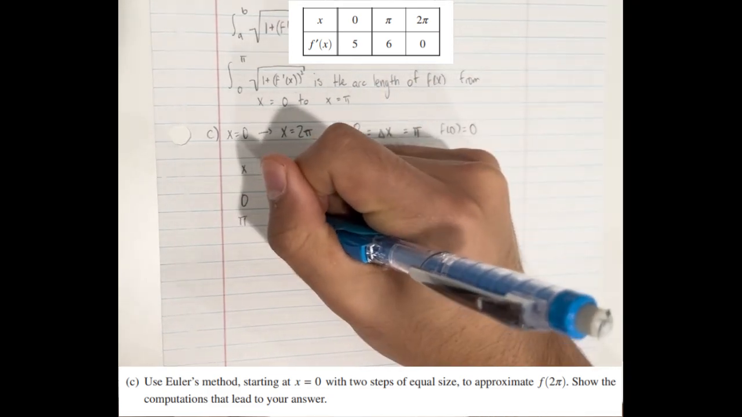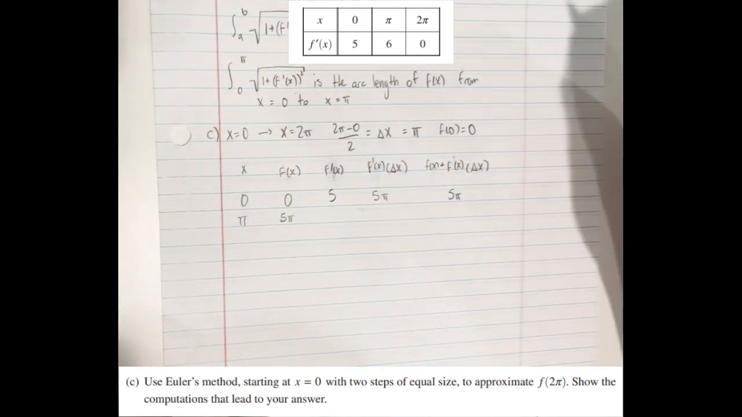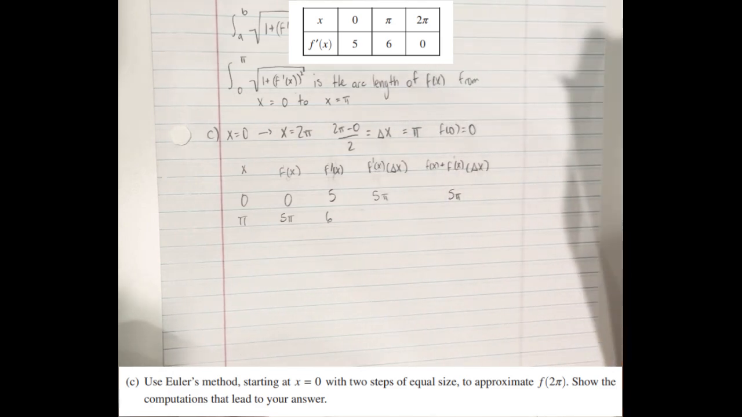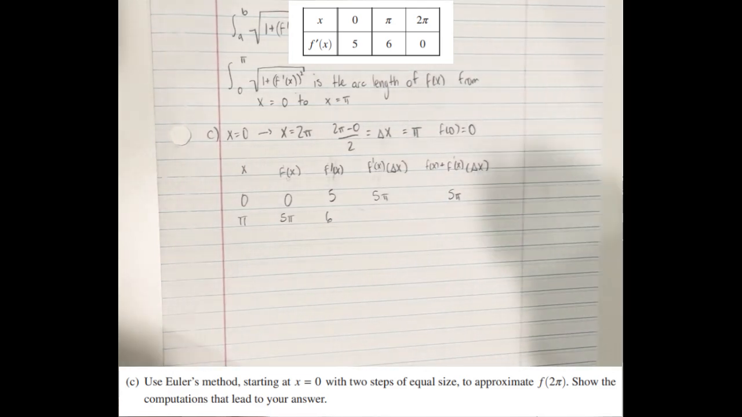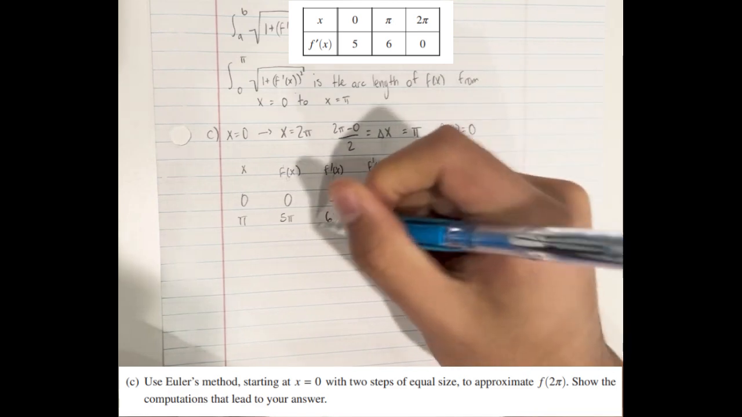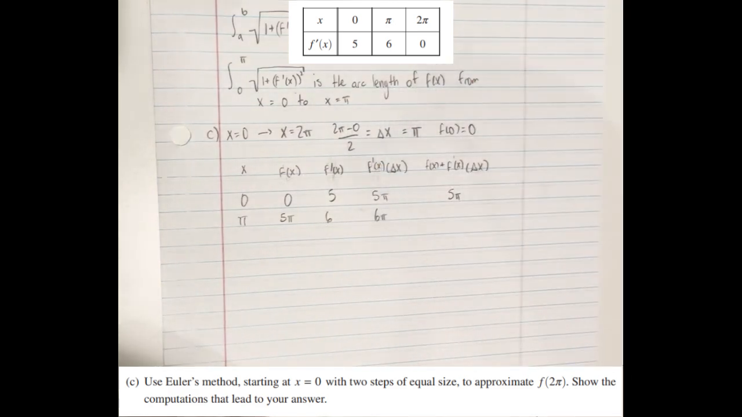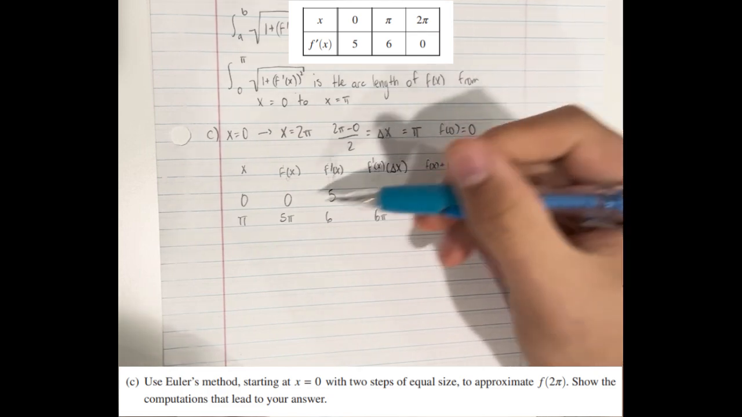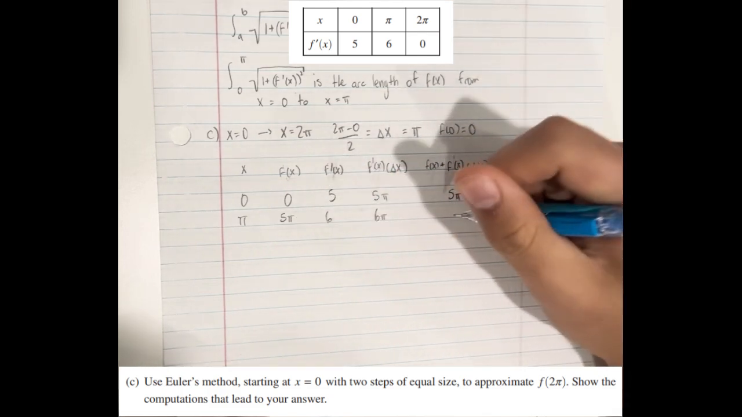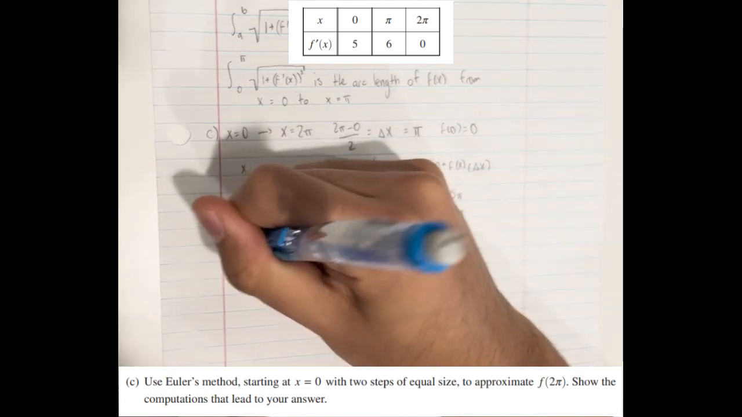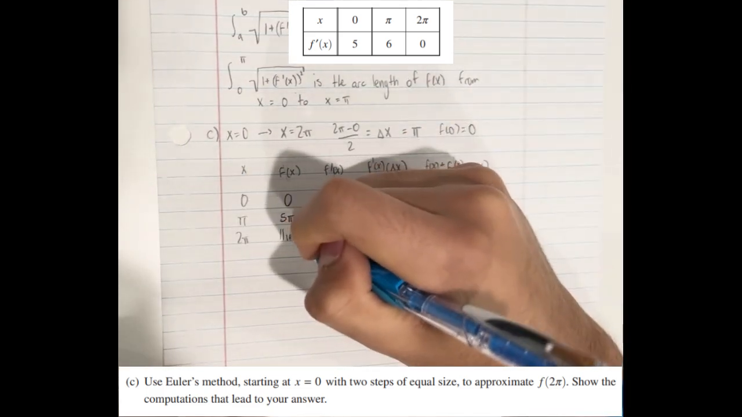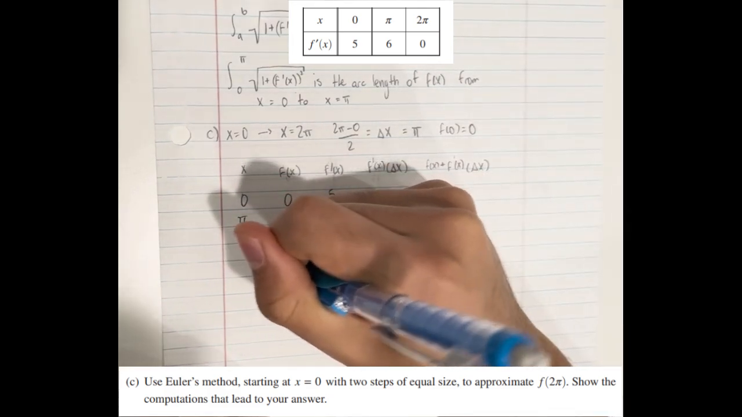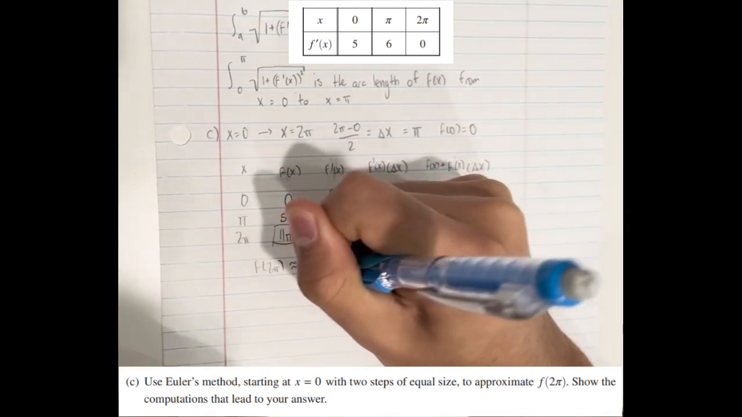Now our estimated value for that is 5 pi. F prime of pi in the table is 6. 6 times pi is equal to f prime of x delta x. And then our new f of x is 5 pi plus 6 pi equals 11 pi. And then our approximation for f of 2 pi is 11 pi.